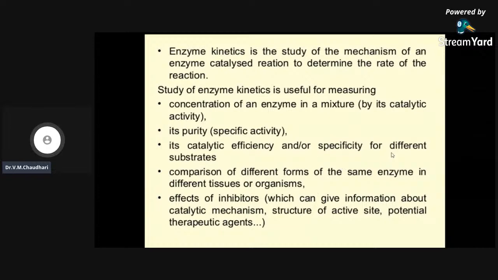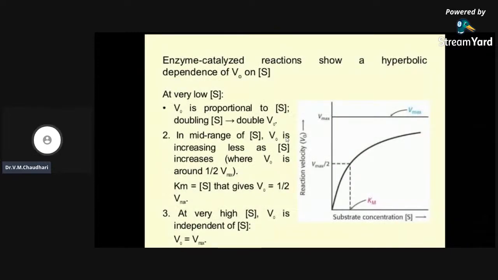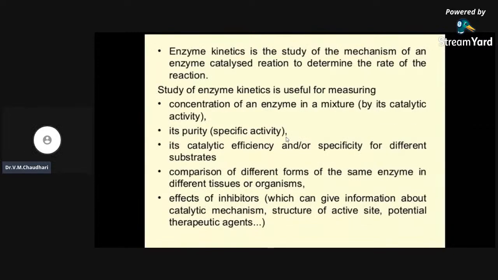Then effect of inhibitors, which can give the information about the catalytic mechanism, structure of active site and potential therapeutic agents. These are the importance of study of enzyme kinetics. Why is enzyme kinetics studied? To study the concentration of enzyme in a mixture, to study its purity, to study its catalytic efficiency, comparison of different forms of the same enzyme in different tissues, effect of inhibitors on enzyme catalyzed reaction.